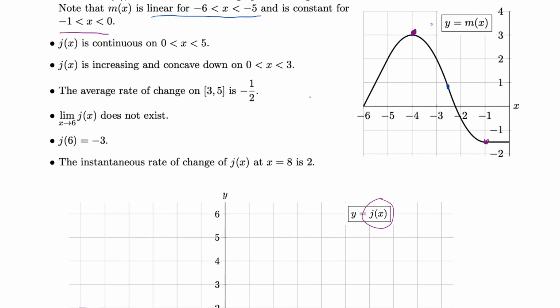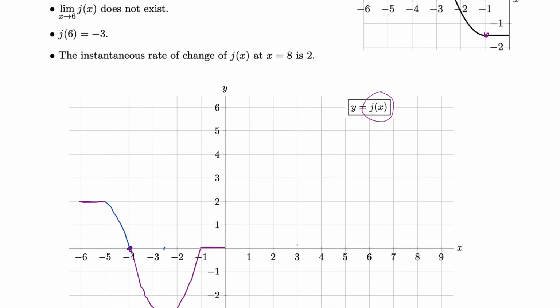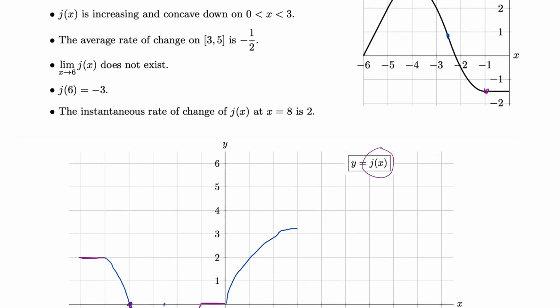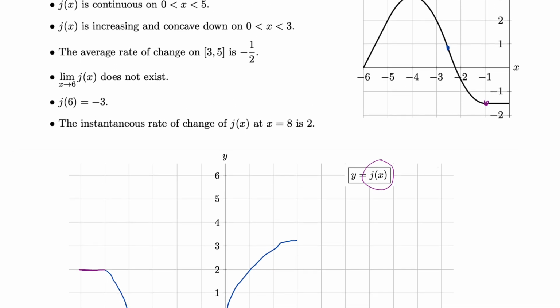And what do we also know? We know the graph is increasing and concave down from 0 to 3. Well, increasing and concave down looks something like this. So it makes a frowny face. So it's concave down and it's clearly increasing. I'm not sure if I'm violating any condition here. Let's go up and see.